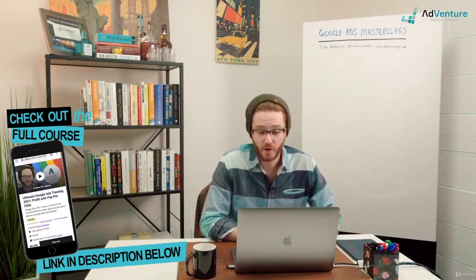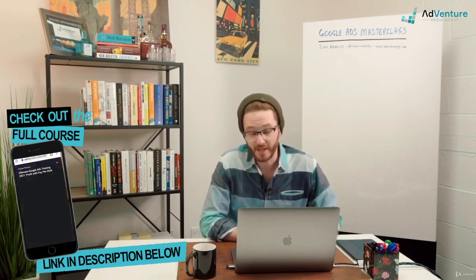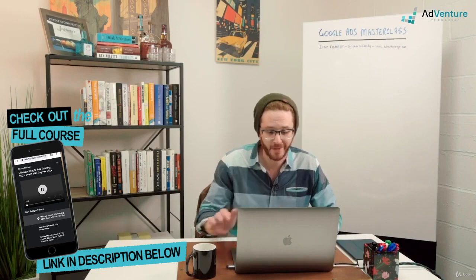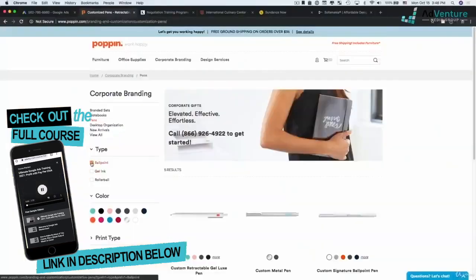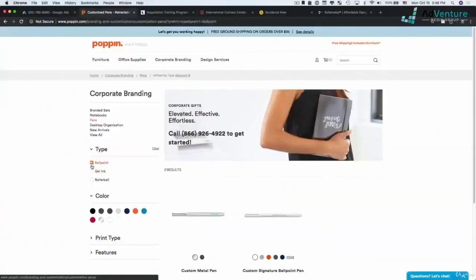Say somebody searches for corporate pens or corporate ballpoint pens, right? I could send them to this page that we're on now that just shows all pens, and then they would have to filter themselves into ballpoint, or I could literally click ballpoint and take this URL, and then I could have an ad group for ballpoint corporate pens. I think it would be a big mistake to drill down to this level of specificity.